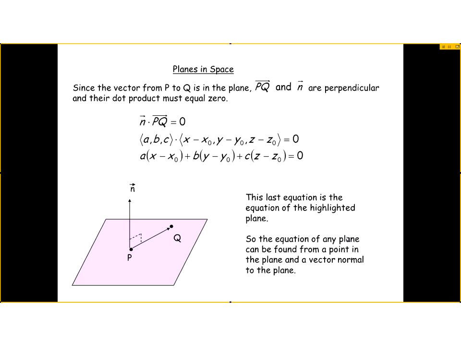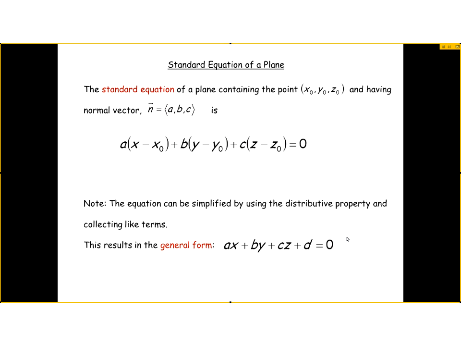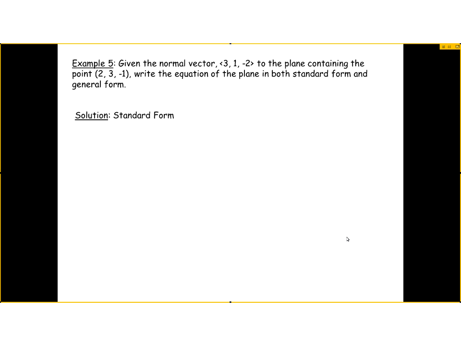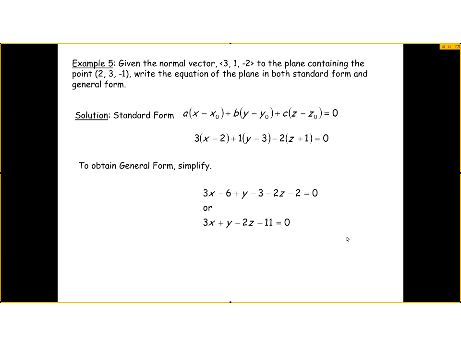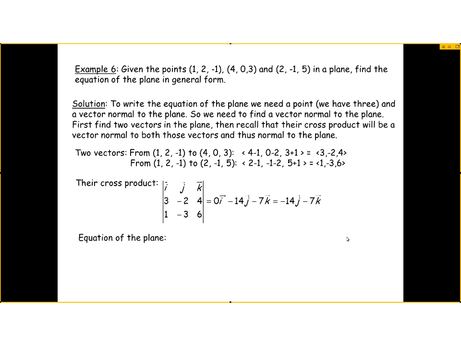So this last equation is the equation of the highlighted plane. The equation of any plane can be found from a point in the plane and a vector normal to the plane. A standard equation of a plane containing the point x naught, y naught, z naught and having a normal vector. The equation can be simplified by using the distributive property and collecting like terms. So there are some examples. You will see these examples.